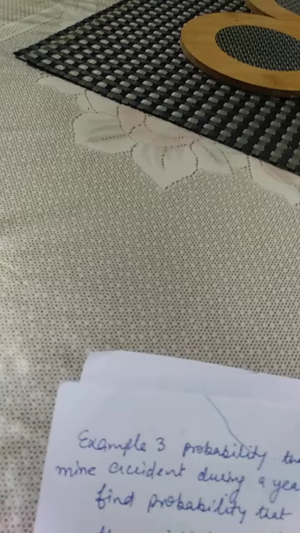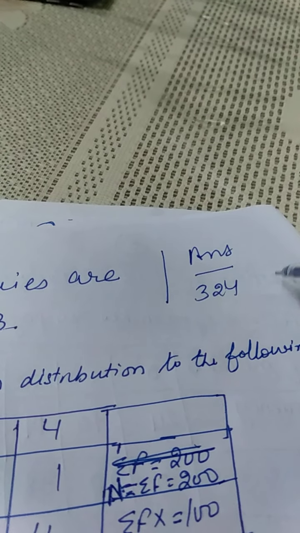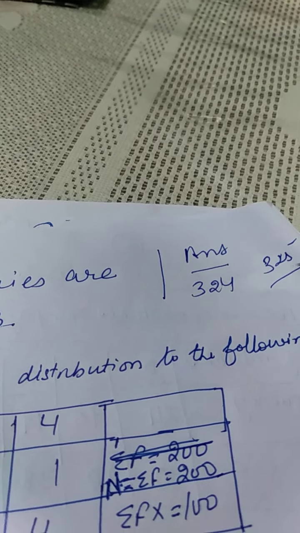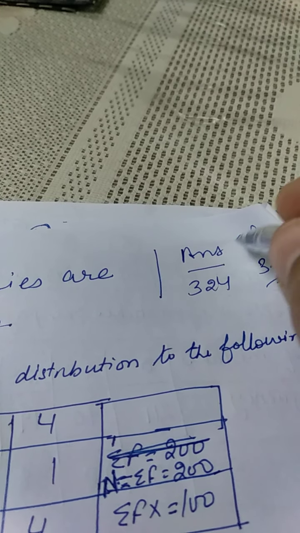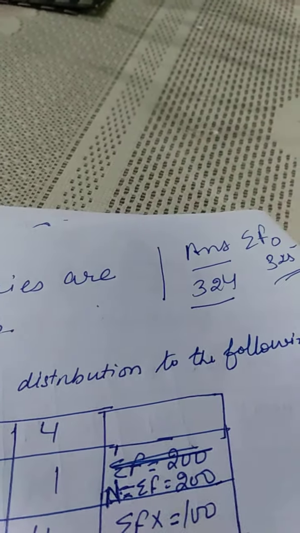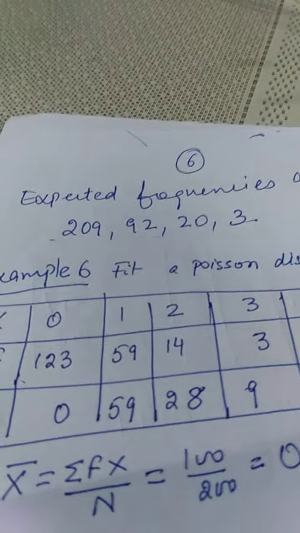324. And what is the sum of the observed frequency? 325. You will be getting 324. It's quite close to 325 because we have done the approximation technique, so that's why the difference is there of 1 unit. 325 आपकी observed frequency का total है, expected frequency का मेरा आ रहा है 325, so it means my answer is correct. So this is all about the Poisson distribution.